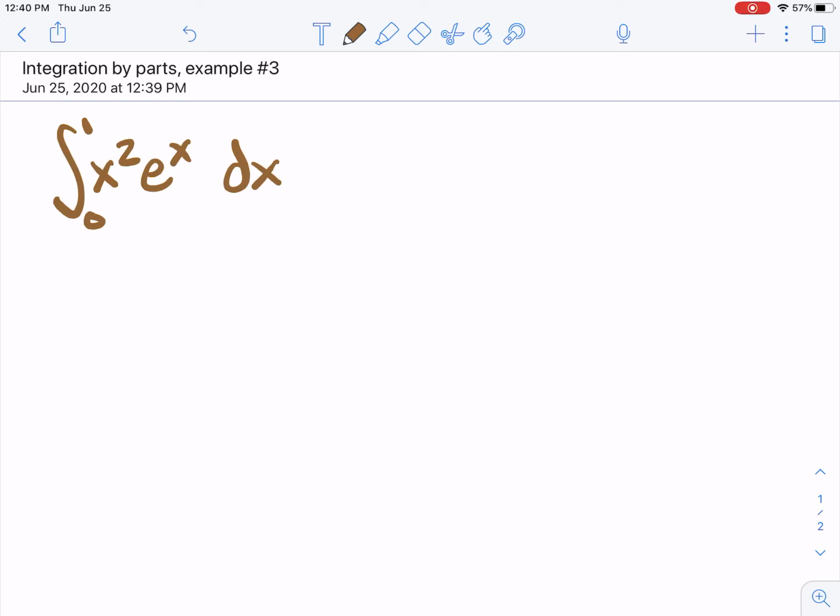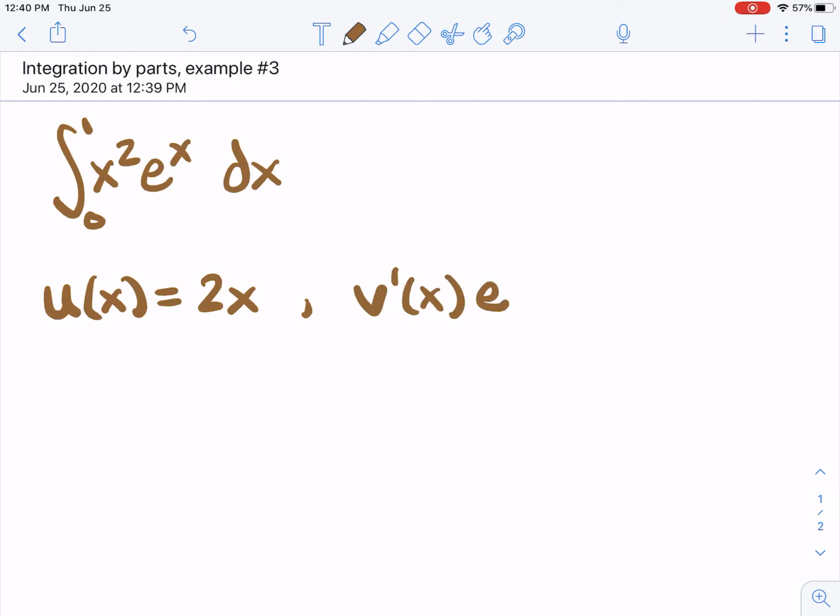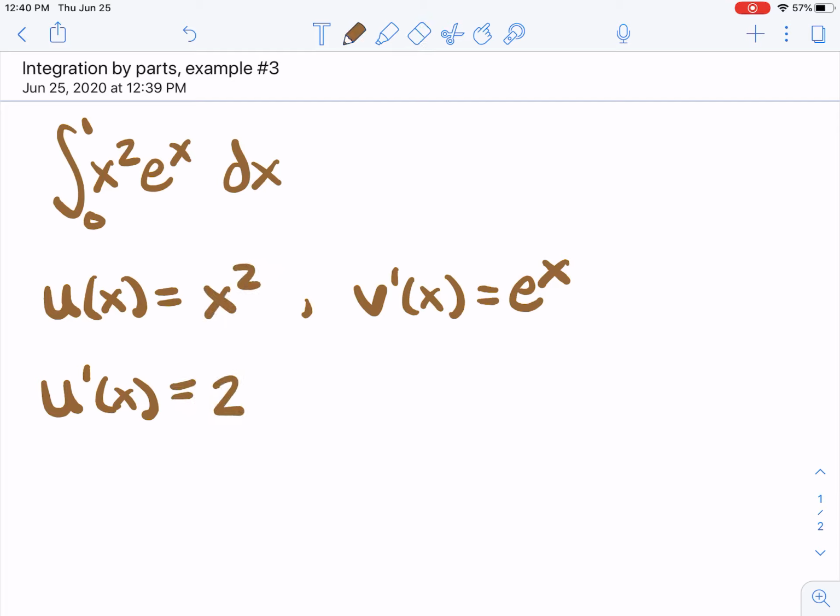We have a couple of choices here. We could let u equal e to the x, or we could let u equal x squared. I know that I'm going to have a u prime, and I know that the derivative of x squared is 2x, which is simpler. It's a lower degree polynomial. So I'm going to pick u equals x squared, which leaves my v prime as e to the x. U prime then, u is x squared. Sorry about that. Got ahead of myself. U prime is 2x.